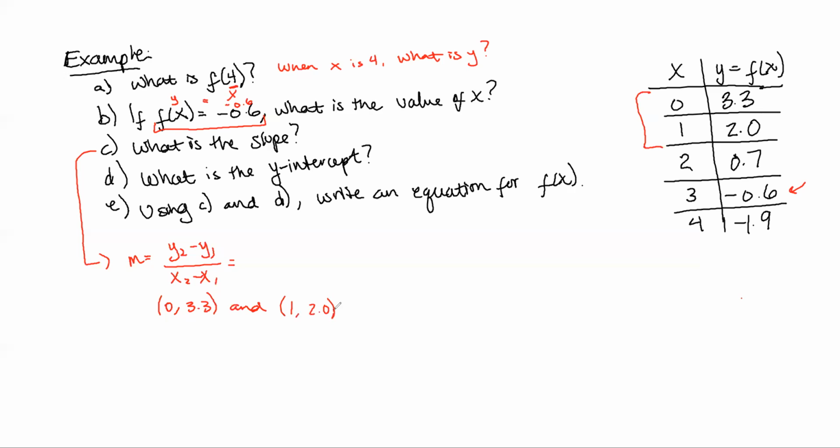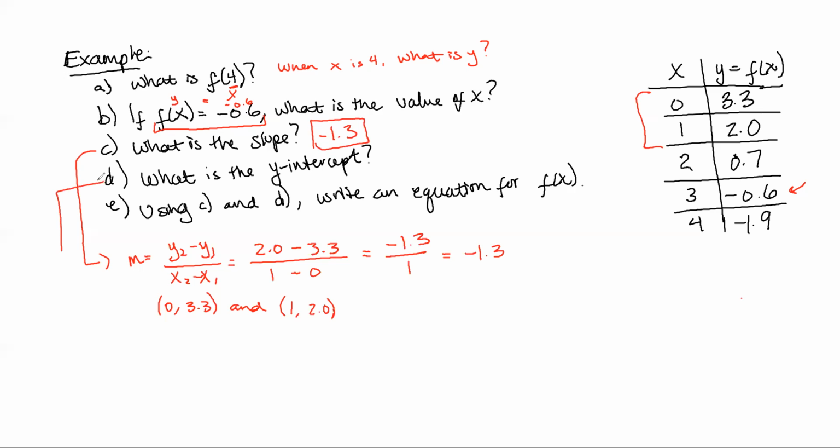And if we find our slope, we're going to do y2 minus y1. So 2.0 minus 3.3 over 1 minus 0. Remember to go in the correct order. So 2 minus 3.3, if we were to subtract those, we would get negative 1.3 over 1 minus 0 is 1. So negative 1.3 over 1 is just negative 1.3. So for this specific example, our slope is negative 1.3. And remember, your numbers might be different, so make sure you find your slope with your numbers.